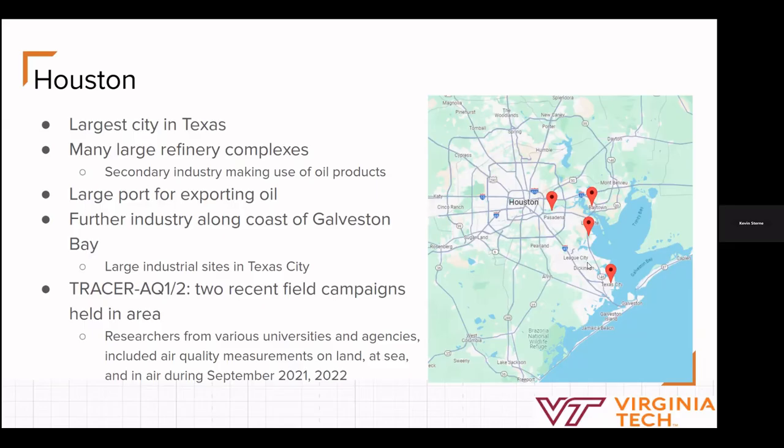In addition, further south, there is Texas City, which in a similar vein to Baytown has numerous large refineries that are themselves responsible for refining oil extracted in the Gulf of Mexico.